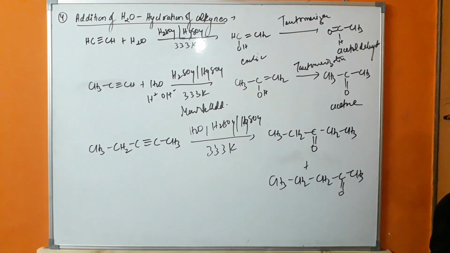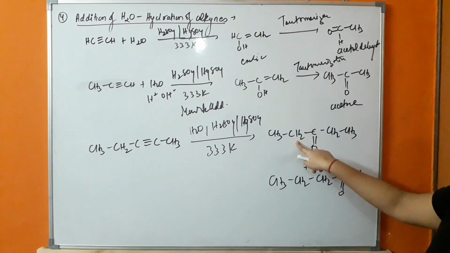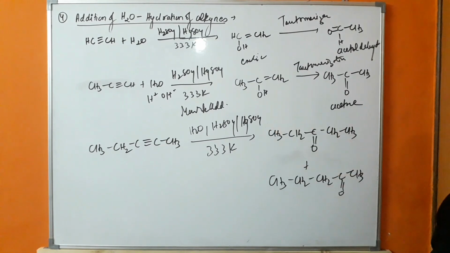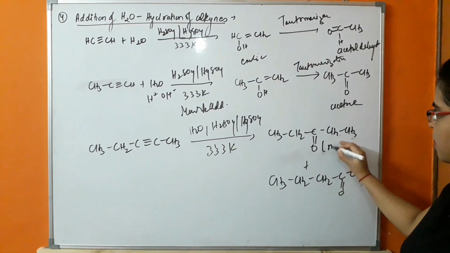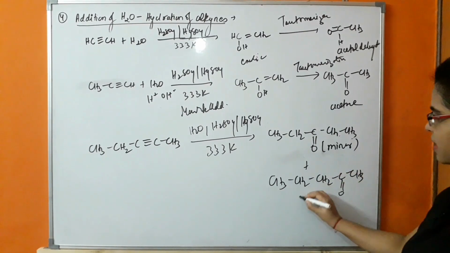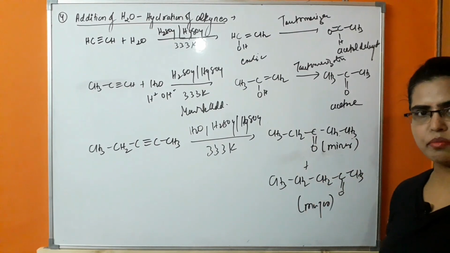So the major product of the reaction will be that ketone in which methyl is present at the terminal, next to the ketonic group, that is carbonyl. Whereas in this case on both sides there are ethyl groups present. Because of that this will be the minor product, whereas this will be the major product of this product composition.